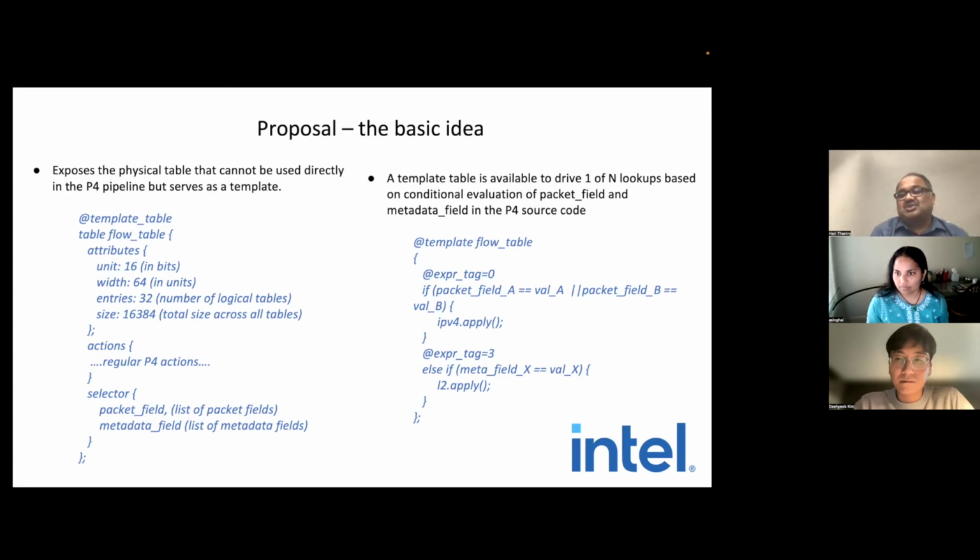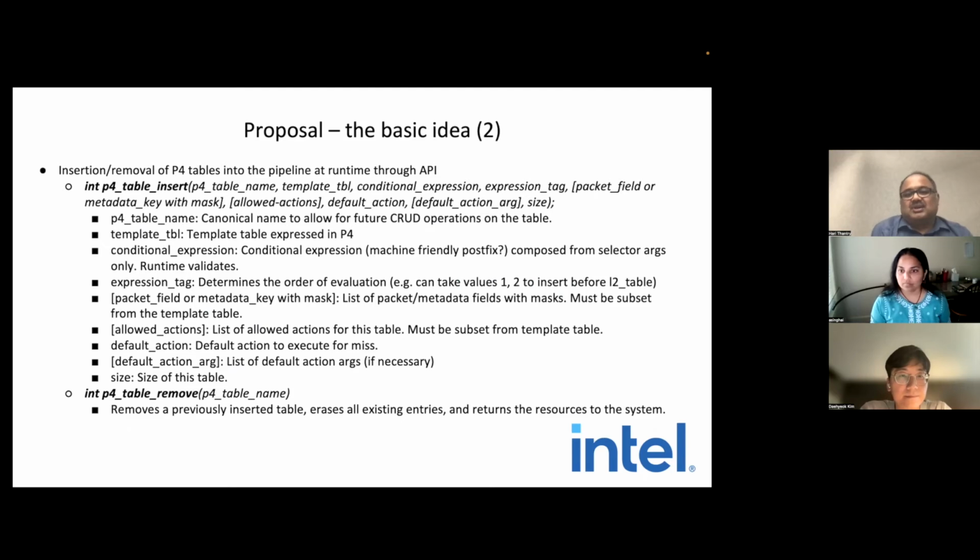So expression tag of 0 means this condition is to be evaluated first. And if this condition is satisfied, then the IPv4 table must be looked up. And in this example, the P4 author is already aware that at runtime he might want to insert a new table. So there is a gap between the expression tags. So expression tag of 0 is the IPv4 lookup table, expression tag of 3 is the L2 table.